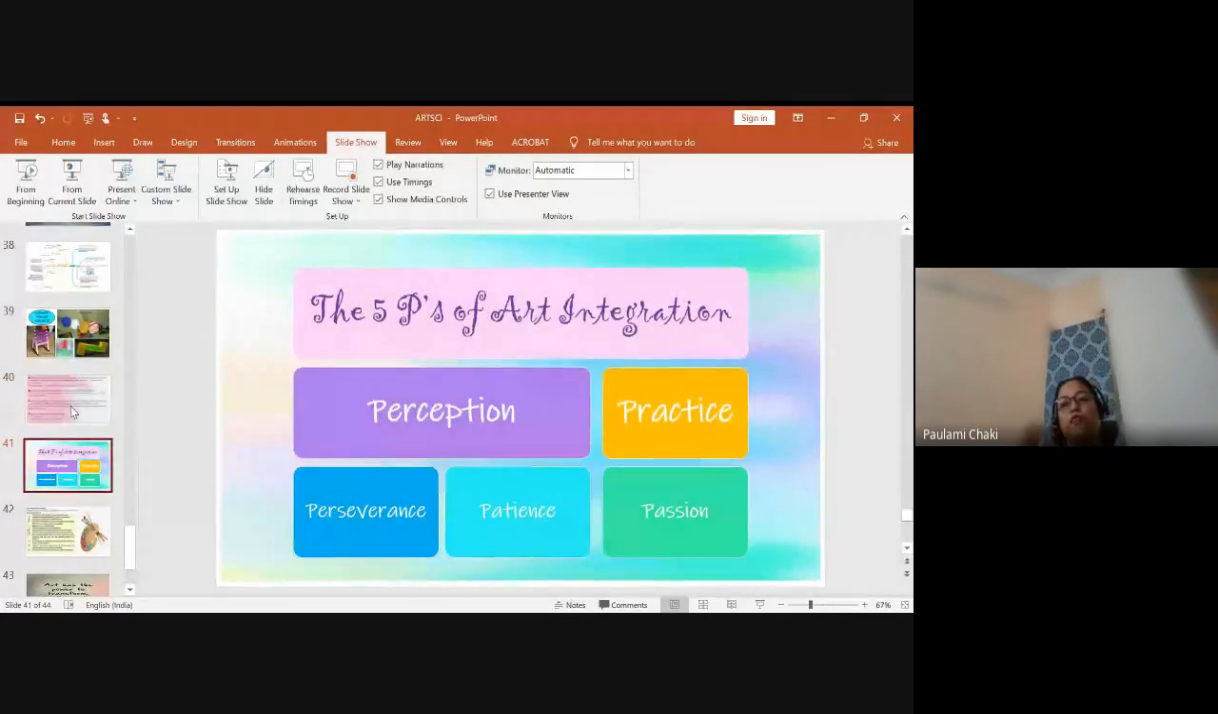Now, the 5 P's of art integration. With art integration, what are these 5 P's children are learning? They are learning to perceive. They are learning to practice, because if the art form has not come up properly, they will do it again. So they will keep on practicing. They will try to put in their 100%. So perseverance, patience. With this comes patience, because they will patiently do it. They want to make it beautiful. And passion. Thus comes passion. So they become passionate.